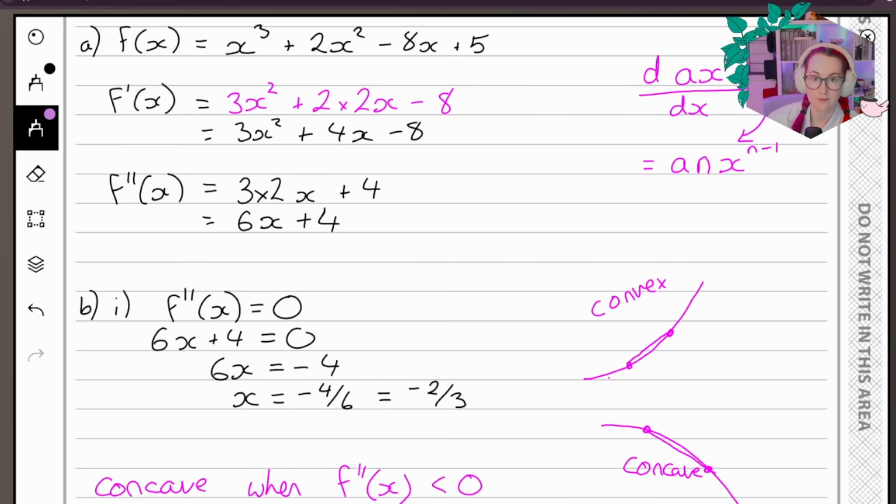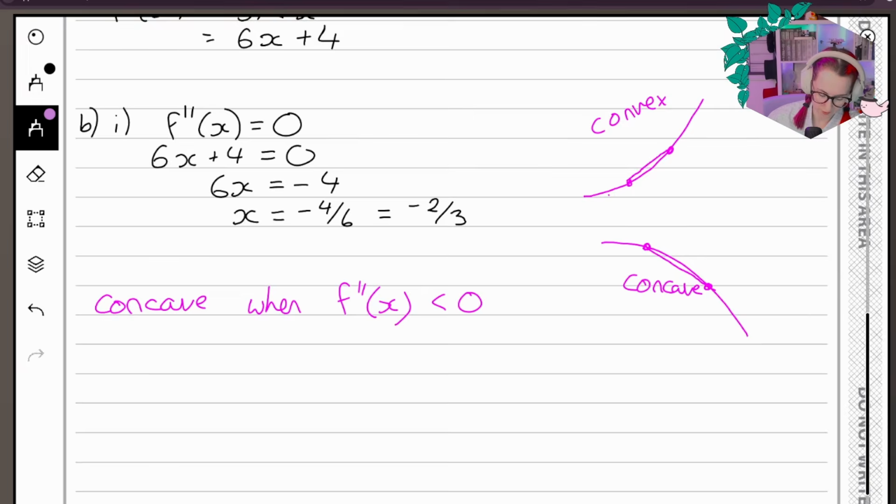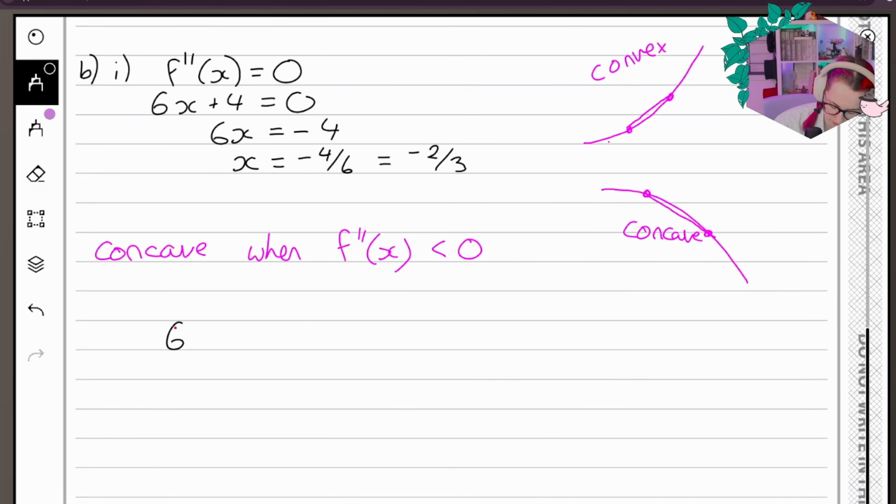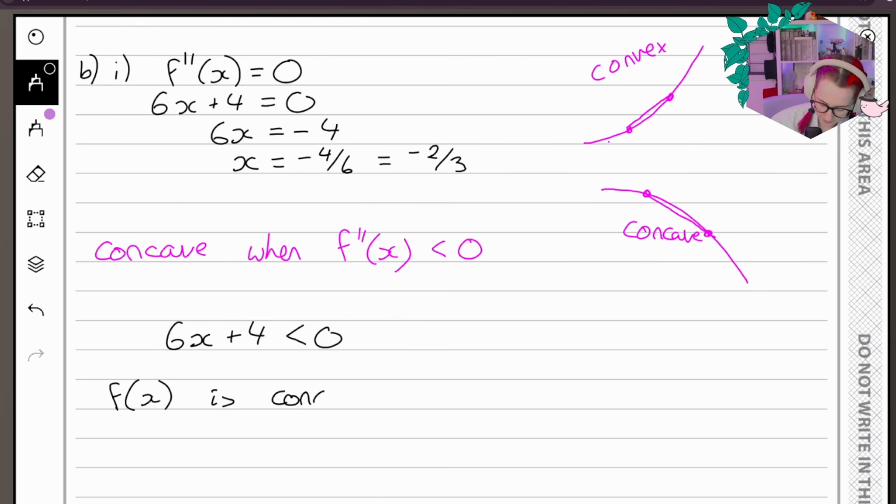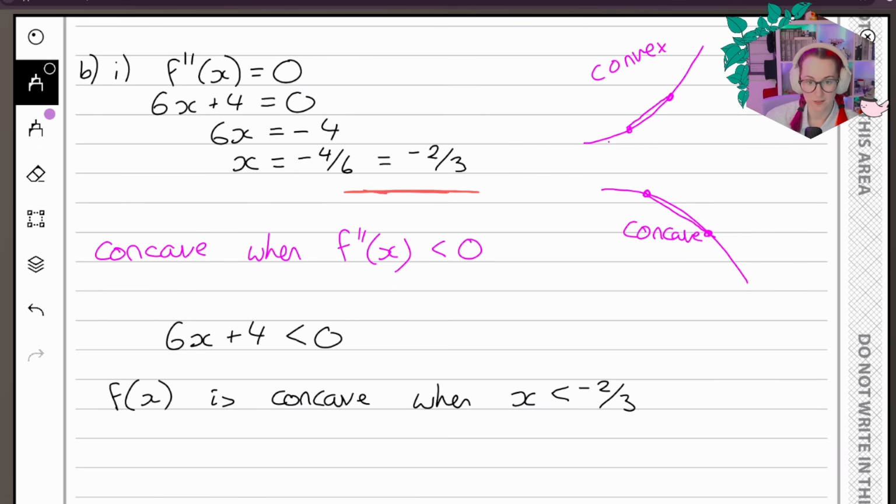So luckily we have what f double prime of x is. So we have 6x plus 4 is less than 0. So f of x is concave when x is less than minus 2 over 3, because we solved for it equal to 0 here. So now we have less than 0 for x less than minus 2 over 3.